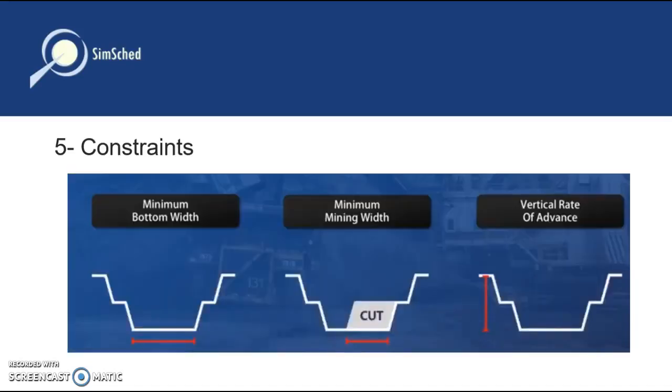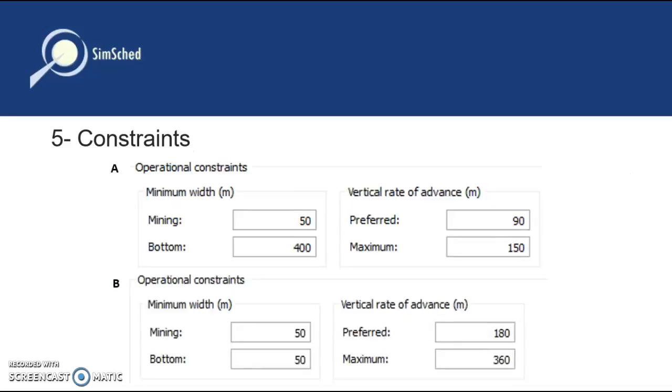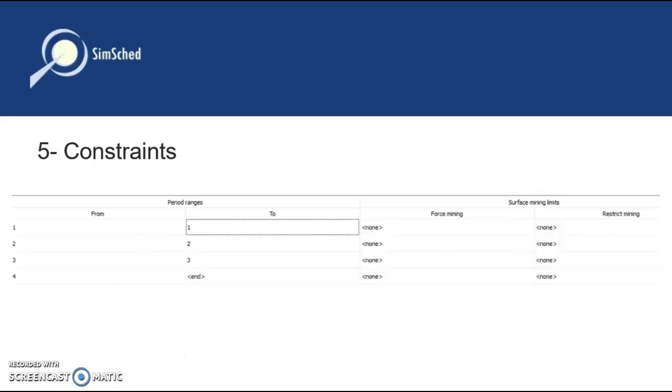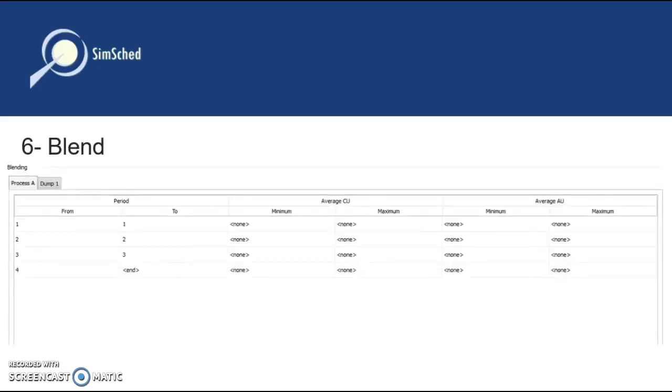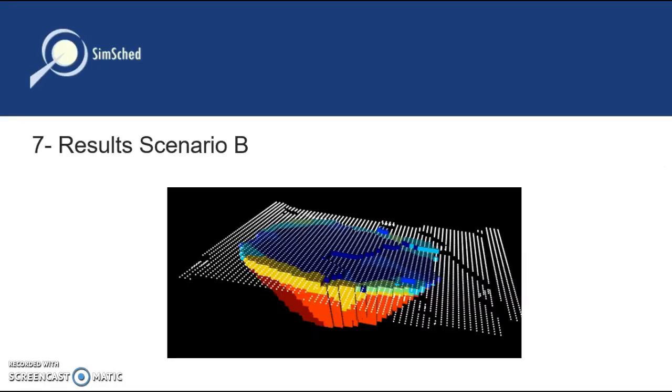Now, I'm going to show the constraints that you can put on the SimSched, like the minimum bottom width, the minimum mining width, and the vertical rate of advance. As you can see, for both scenarios, the minimum mining width is equal to 50 meters. There is a difference in the minimum bottom width and in the vertical rate of advance between scenario A and scenario B. For the surface limits, in this case, there is nothing to use. Similarly, there is no blend in both scenarios.